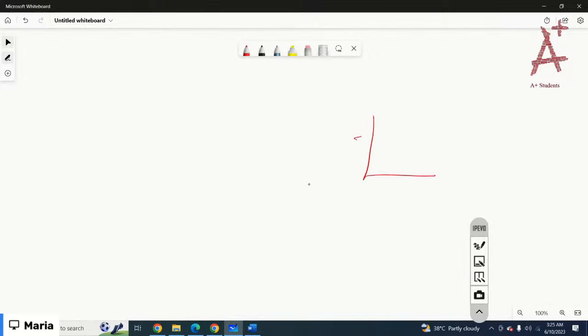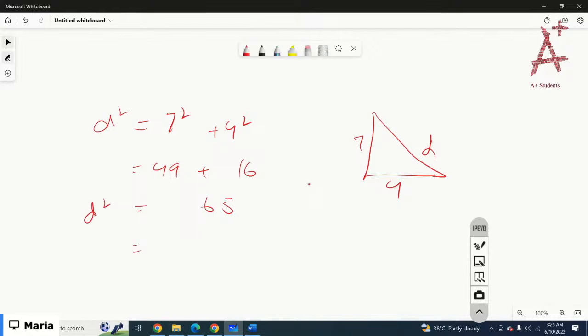Here you have 7. Here you have 4. You have to calculate this value d. So you can use the Pythagorean theorem. It would be d squared equals 7 squared plus 4 squared. 7 squared is 49 and 4 squared is 16. So 49 plus 16 is 65. It would be d squared equals 65. So it would be 8.1 something. Got it? Because 64 is the square of 8 and 65 is the very next number after 64. So it would be 8 point something. Got it?